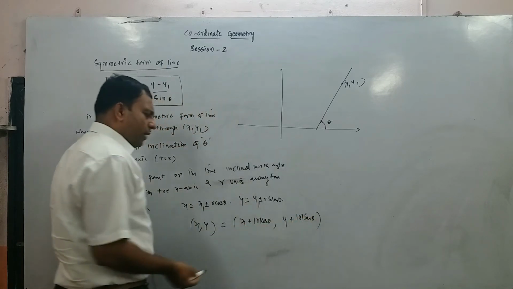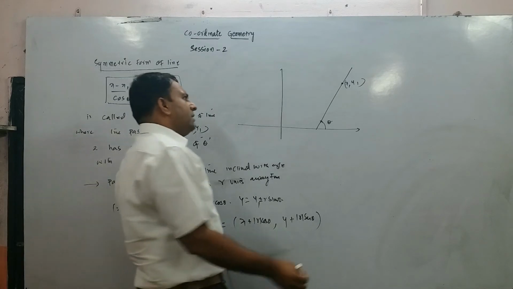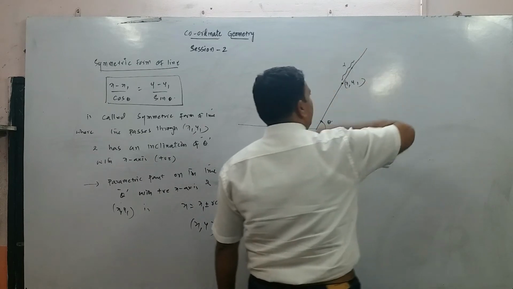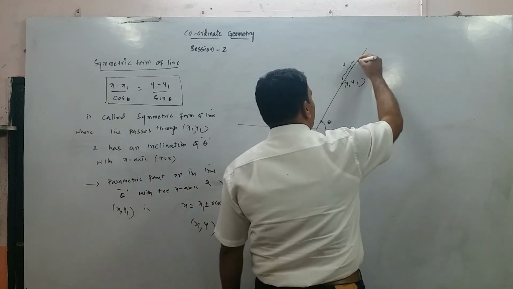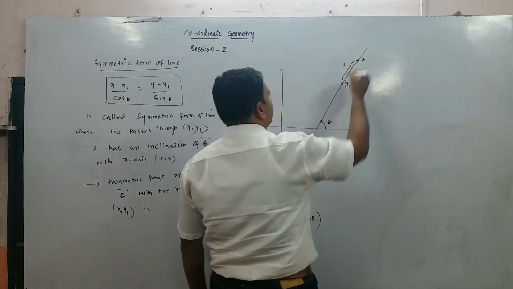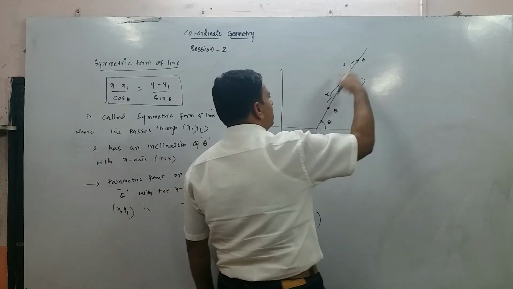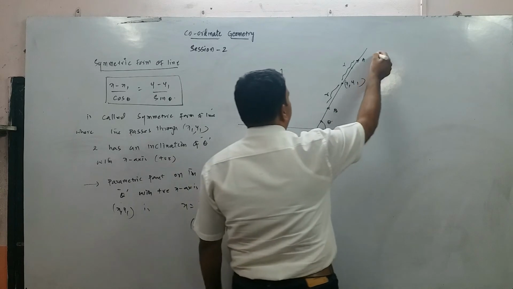Modulus means it will take two values. Now what do you mean by that? It means if I want to find a point r units away from this point, it can be point A, or r units away, it can be point B. Both sides the distance is r. Then how will you find this point A?